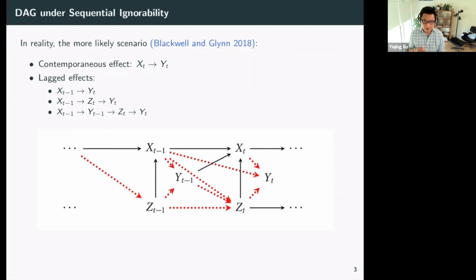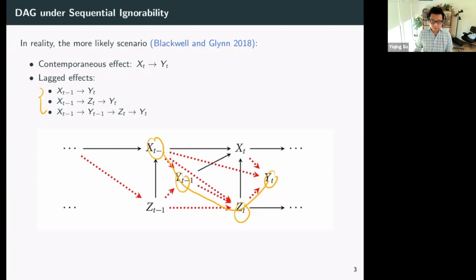So we have a contemporaneous effect from X to Y. From X_{t-1} to Y_t, that is the one lagged effect. And then the other two are through Z_t. One is X_{t-1} to Z_t to Y_t. So this is another route. And then another route is through Y_{t-1} to Z_t to Y_t. This is another route. All these effects are the lagged effects of X on Y.